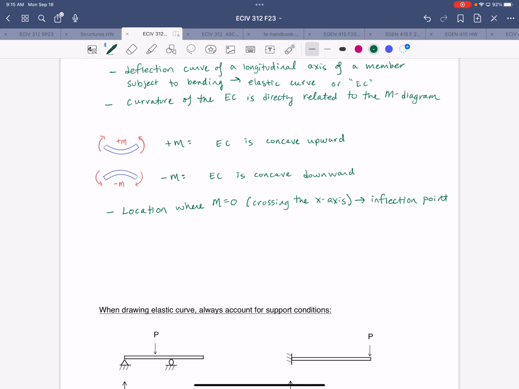So that's an inflection point of the elastic curve. We'll abbreviate that as IP, or sometimes it's also noted as POI. And then a few other comments on that. All right, so I'll just write down what I said. The beam curvature changes sign at an inflection point.